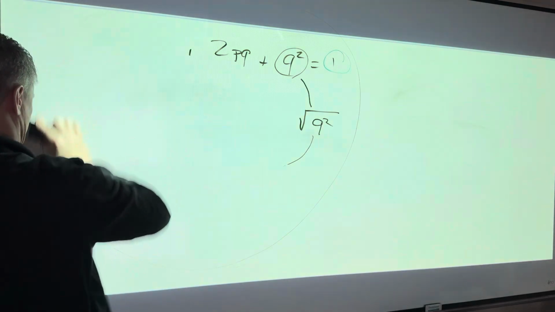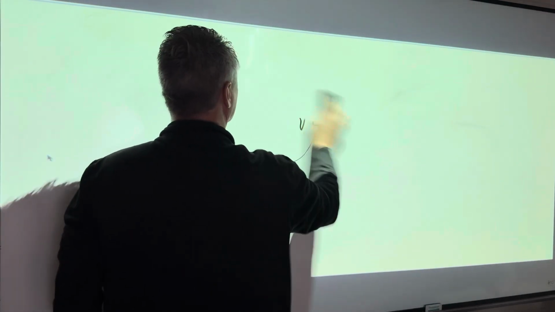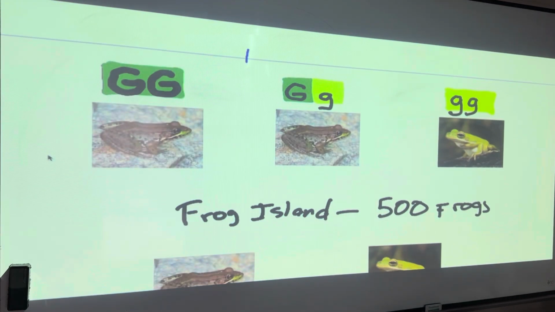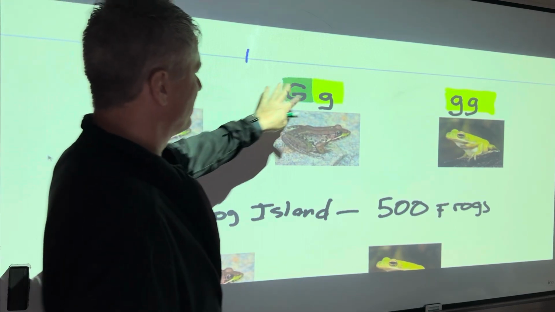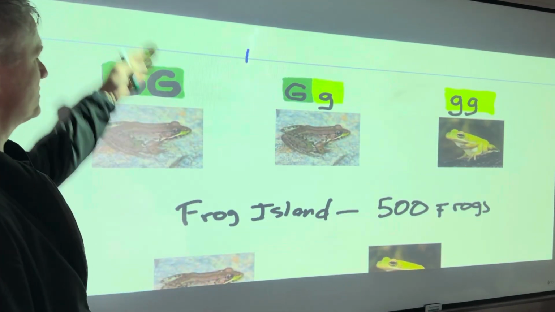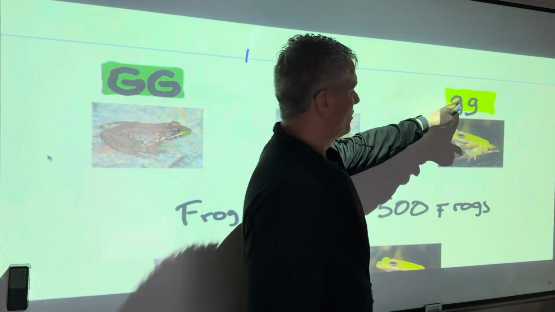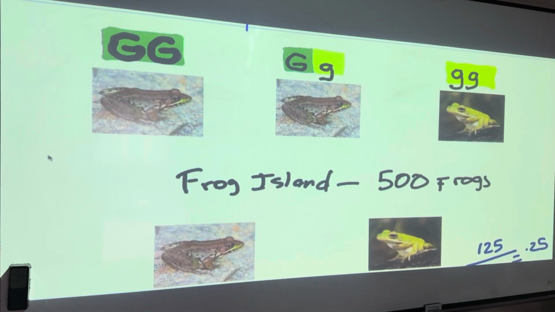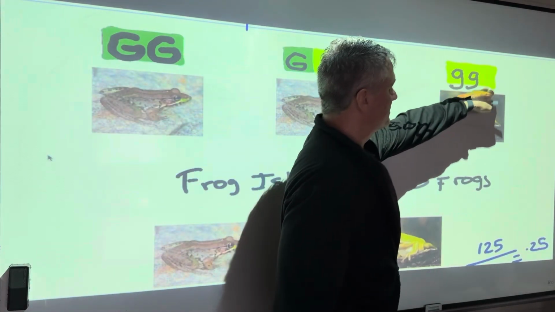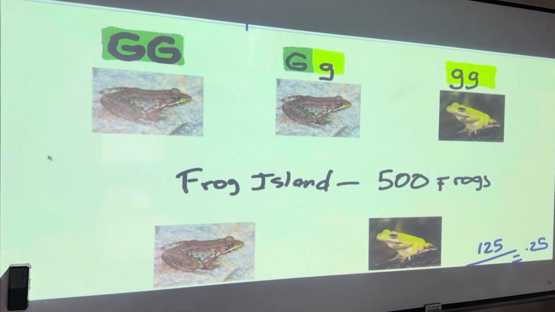Now, let's look at a problem. So here we have frogs. You can see there's a dark green color, and then there's a yellow. The dark green is going to be a dominant trait. Here's the arrangement of the alleles, and down here you've got your homozygous dominant, your heterozygous, and your homozygous recessive. They almost always will give you a number, whatever that percent of the population is.